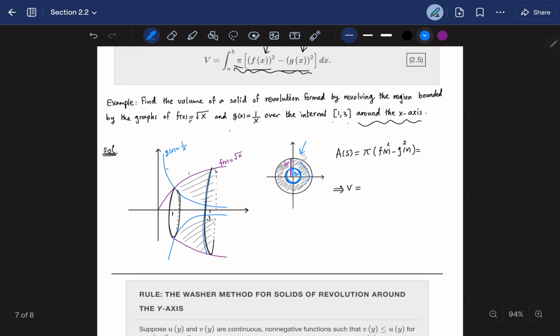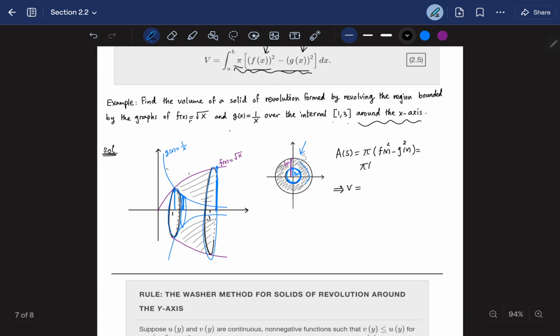But if you look, this circle right here has radius f, because I have a point on my function f. So the area of the bigger circle is just pi f squared. And the area of the smaller circle has radius g, because once you hit the graph, you're going to get the graph of g. So the radius is g and the area is just pi g squared. So the area in general is just pi f squared minus g squared.